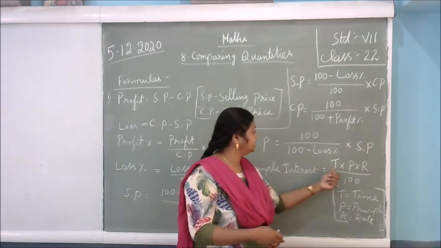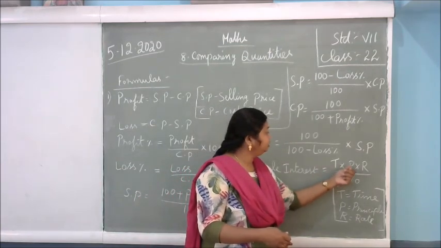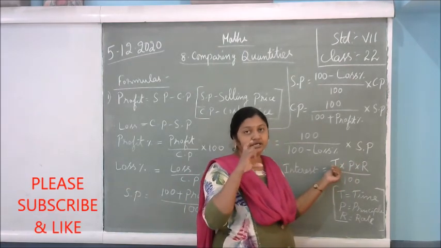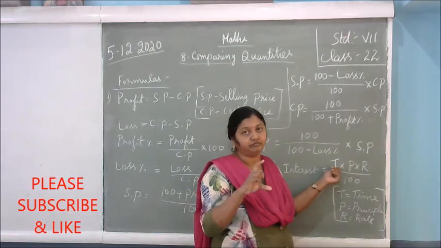Okay, simple interest is equal to T into P into R. What is that T? T means time. How many years are they giving? That means how many years they are giving. 2 years.